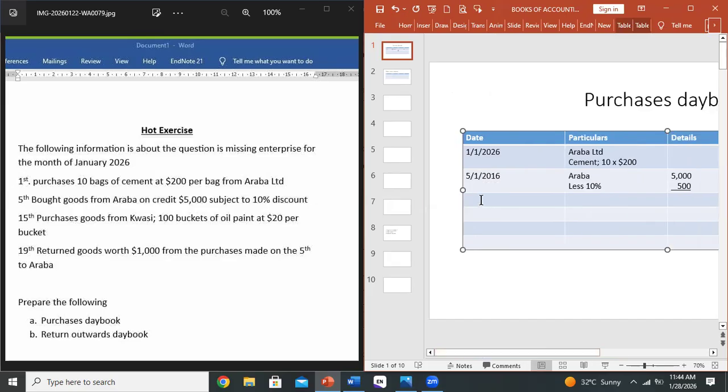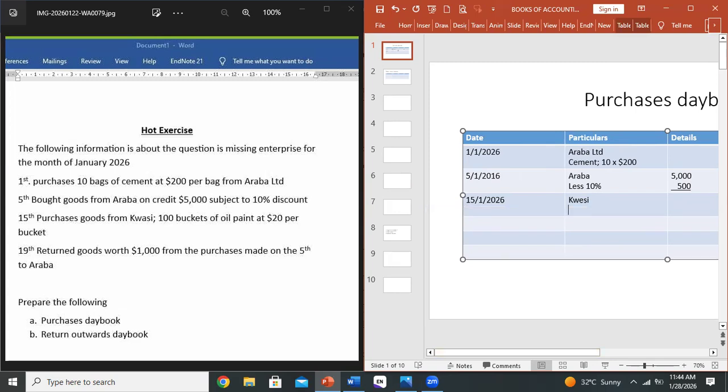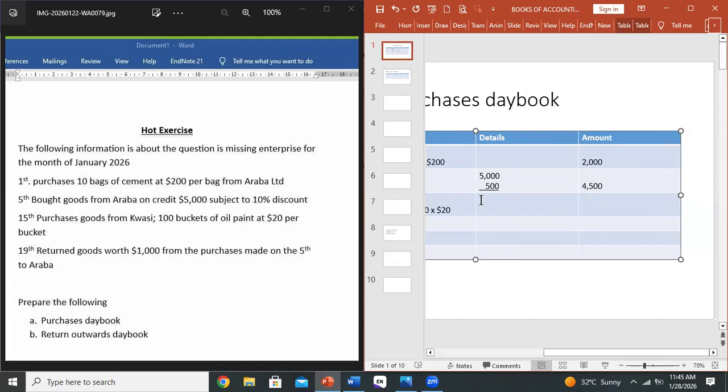The next one was on the 15th, purchase goods from Kwesi. So the date will be 15th January 2026. We purchased goods from Kwesi, but the items were given: 100 buckets of oil paint. So oil paint, 100 buckets multiplied by $20 per bucket. That should give us 2,000. So that one too has no discount or anything. So go straight away, 2,000.